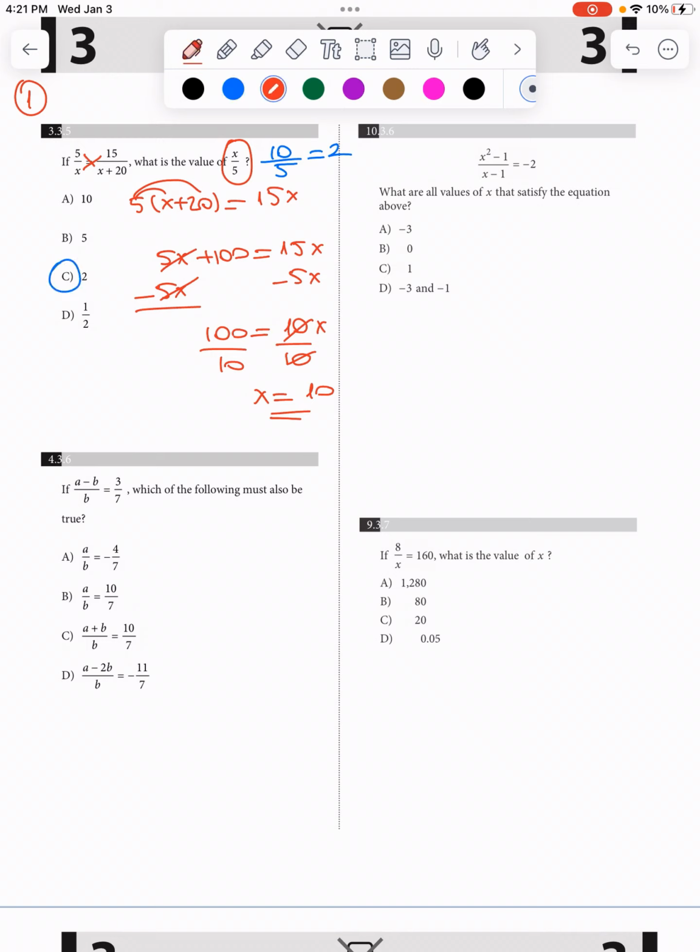Next question, question 2. If a minus b over b is equal to 3 over 7, which of the following must be also true? Okay, we use the same way. So 7 times a, 7a, 7 times b, 7b, 7a minus 7b is equal to 3b. Okay, so I will transfer the negative 7b to the right hand side, and it'll be positive 7b. 7b plus 3b is equal to 7a. 7a is equal to 10b.